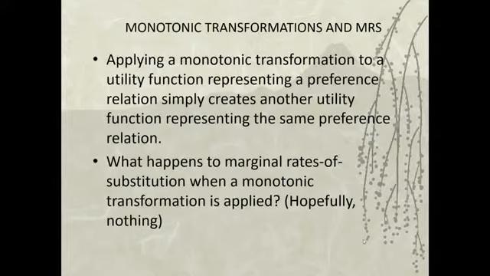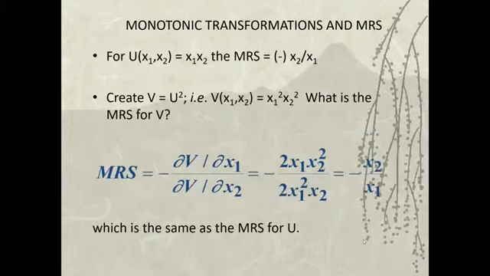Now, another concept which we need to understand in this case is the monotonic transformation and the marginal rate of substitution. That is, applying a monotonic transformation to a utility function representing a preference relation simply creates another utility function representing the same preference relation. So the question is, what happens to the marginal rate of substitution when a monotonic transformation is applied? The result, hopefully, is nothing.